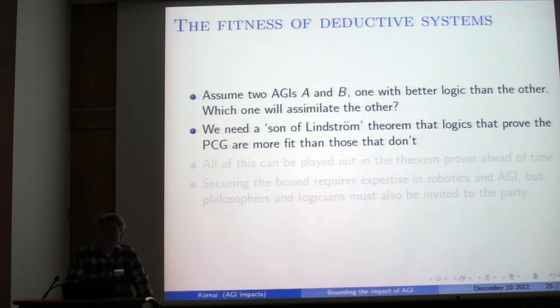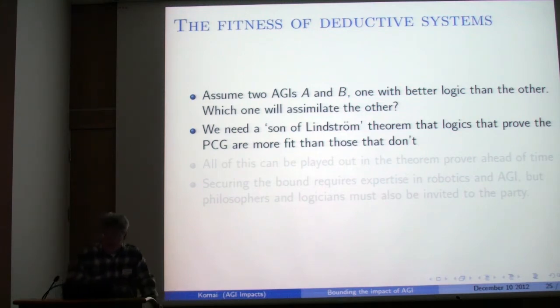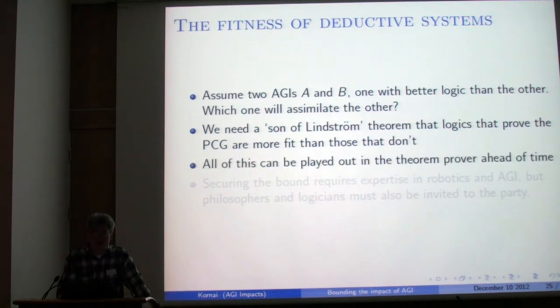We would need to develop such a theorem because once we have this, we get back to some kind of societal control of AGIs, which was touched on in the earlier presentation. Maybe this guy doesn't want to behave nicely, but this other guy is more efficient because he's proving the son of Lindström's theorem, and therefore can assimilate the previous guy. So the hope is that all of this can be played out in the theorem prover ahead of time. So there's a bit of boxing involved here.